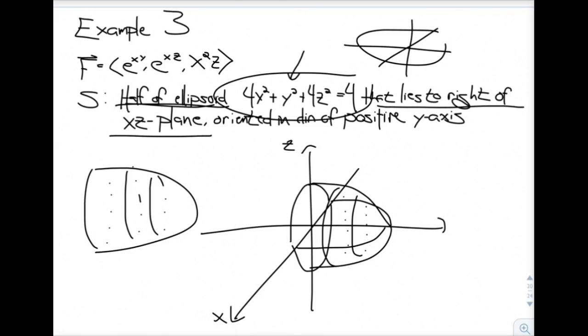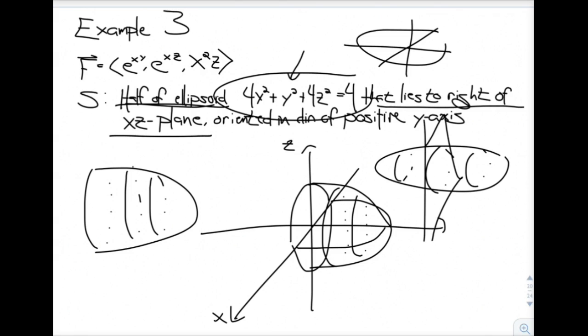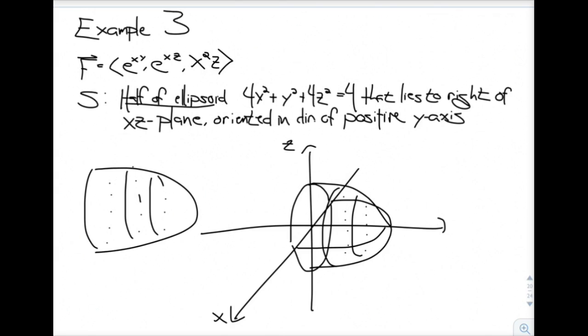We want to take the whole ellipsoid, which looks something like this, sort of like a smooth, elongated football. And we just want to slice it across the xz plane and take the right half, which is what we get right here. So this thing is given an orientation. It says oriented in the direction of the positive y-axis, while the tangent vectors are pointing in this direction.